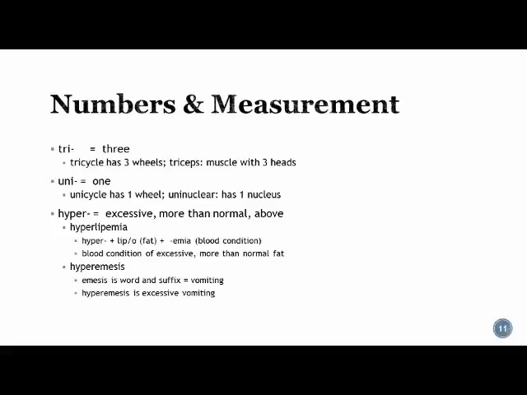Hyper, which we saw last chapter, has many meanings, and you have to determine which of the different meanings is more appropriate for your word. So hyper can mean excessive, more than normal, above. So hyperlipemia, emia means blood condition, lipo means fat, not lip, fat. So hyperlipemia is a blood condition of excessive or more than normal fat.